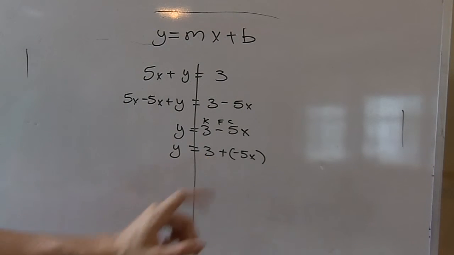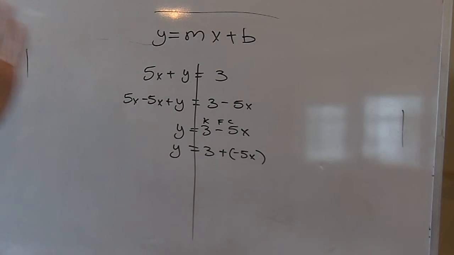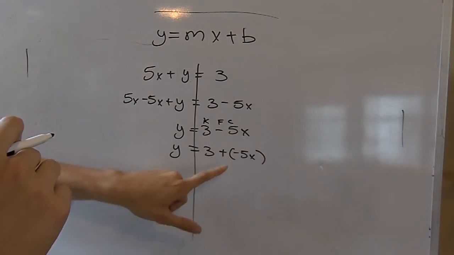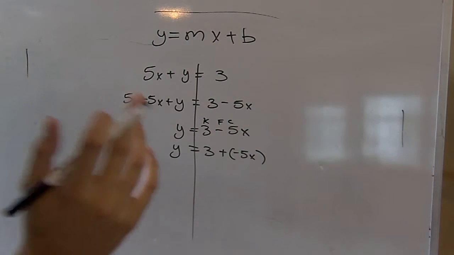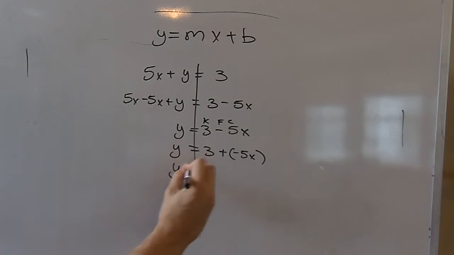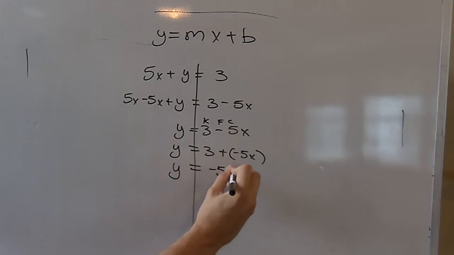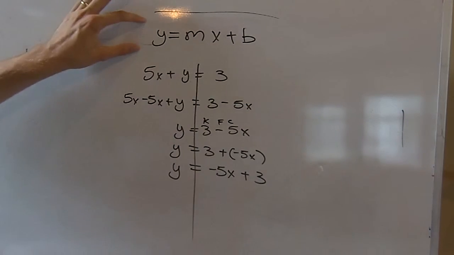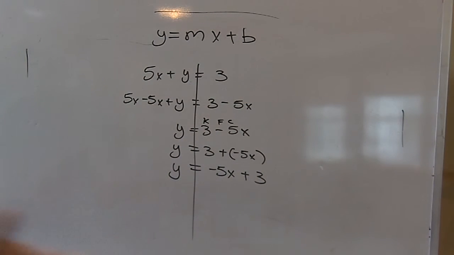My y-intercept is 3. Now, if you're one of those people who just need everything to be the same, so if this is y equals mx plus b, you want this to be y equals mx plus b, we KFC'd this. There's a plus sign here. You can flip-flop those and make life easy for yourself. Now you have y equals negative 5x plus 3. This looks just like the formula, and so you should be okay at that point.